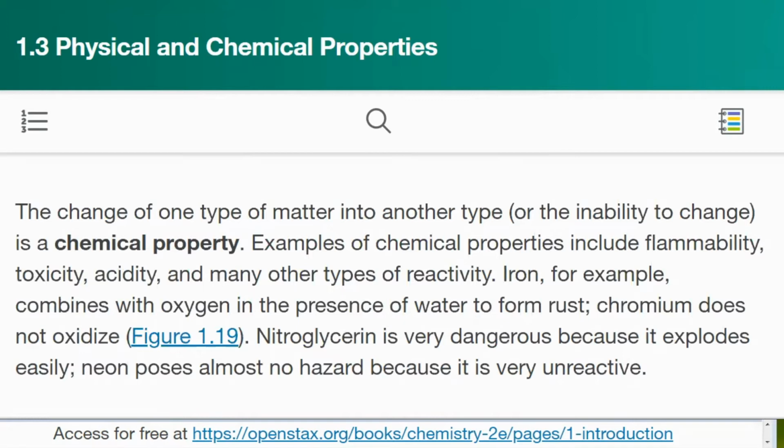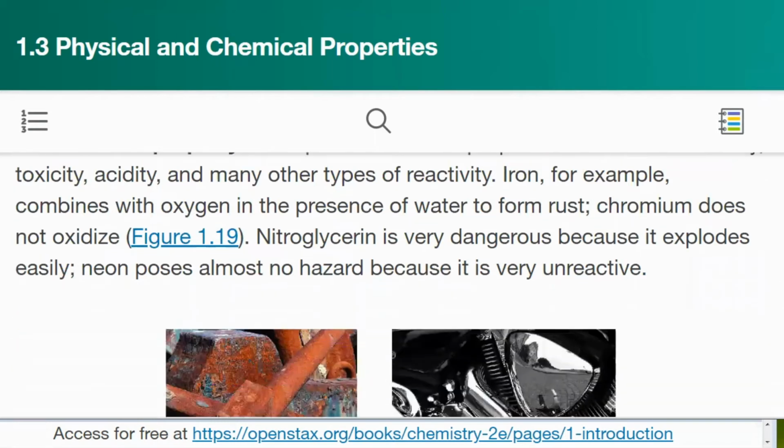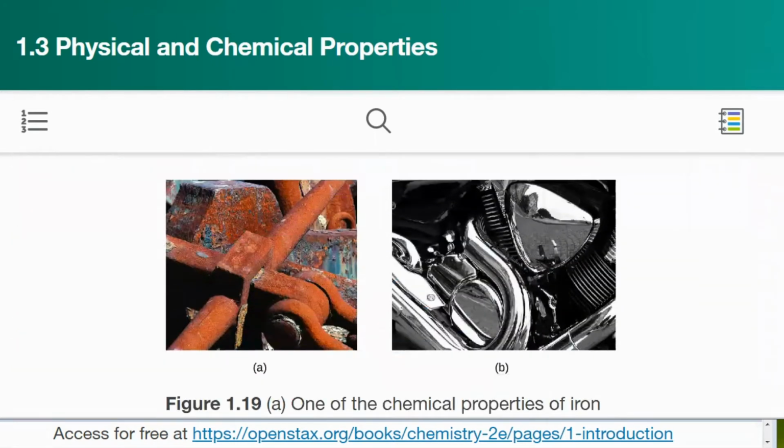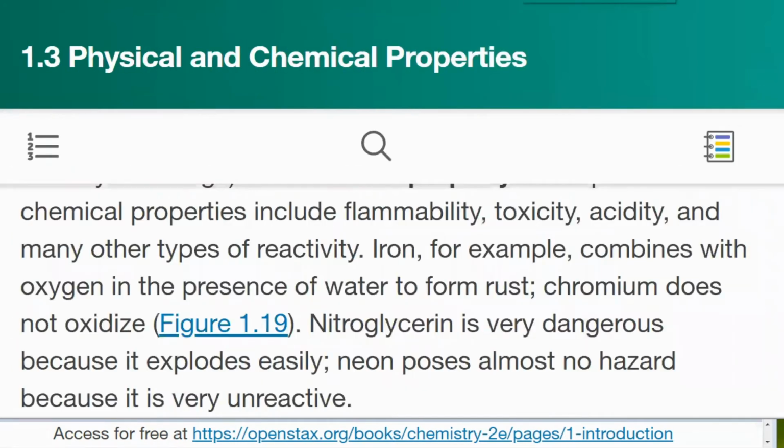Examples of chemical properties include flammability, toxicity, acidity, and many other types of reactivity. Iron, for example, combines with oxygen in the presence of water to form rust. Chromium does not oxidize, Figure 1.19, which we'll cover shortly. Nitroglycerin is very dangerous because it explodes easily. Neon poses almost no hazard because it is very unreactive. And so let's look at Figure 1.19.